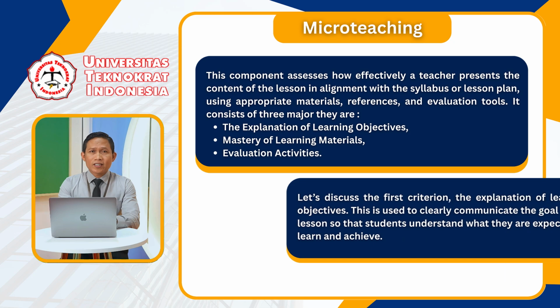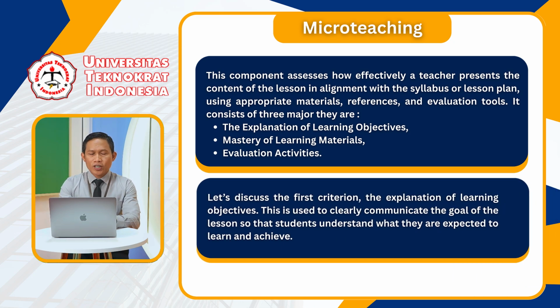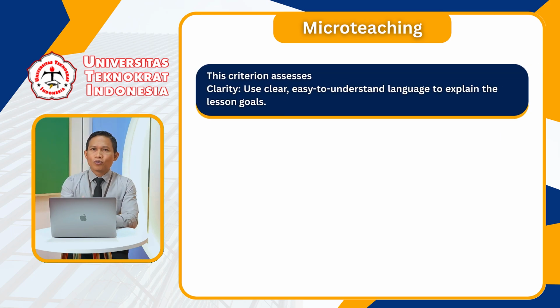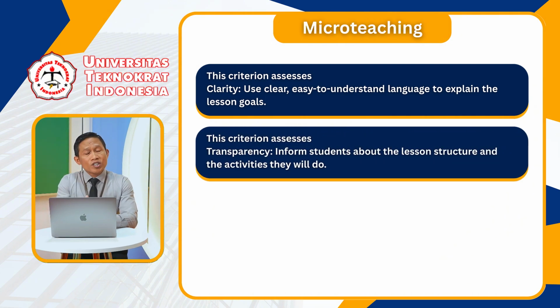So there are 3. Let's discuss the first criterion, which is the explanation of learning objectives. This is used to clearly communicate the goals of the lesson so that the students understand what they are expected to learn and achieve. This criterion assesses, first, clarity. So use simple expressions and student-friendly language to explain the objective. Don't use very complex language to explain the objectives. That's the first. The second one, transparency.